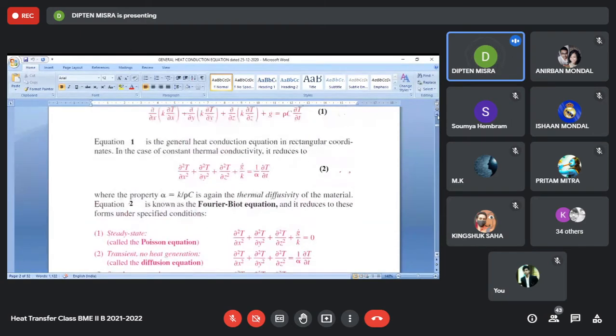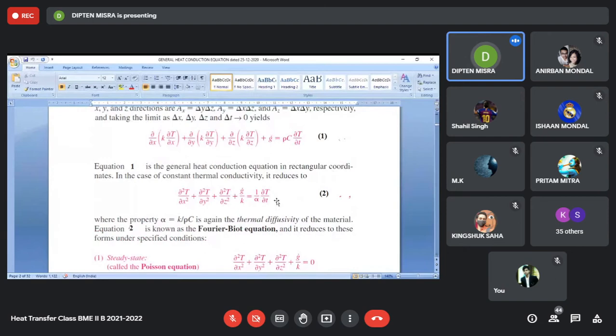So ultimately, if we solve any such equation, then we can find out a functional dependence of T as a function of x, y, z and time, where x, y, z and time will be called the independent variables, and capital T, the temperature, is the dependent variable. Now, apart from x, y, z and time, it involves certain other quantities that also can change from one problem to another problem.